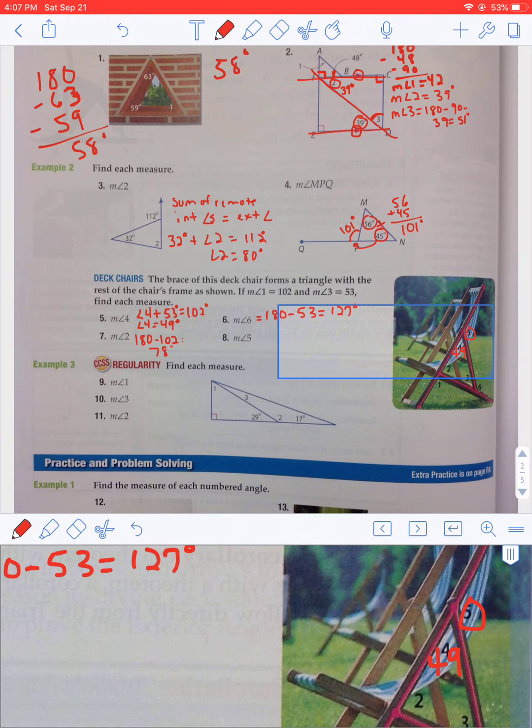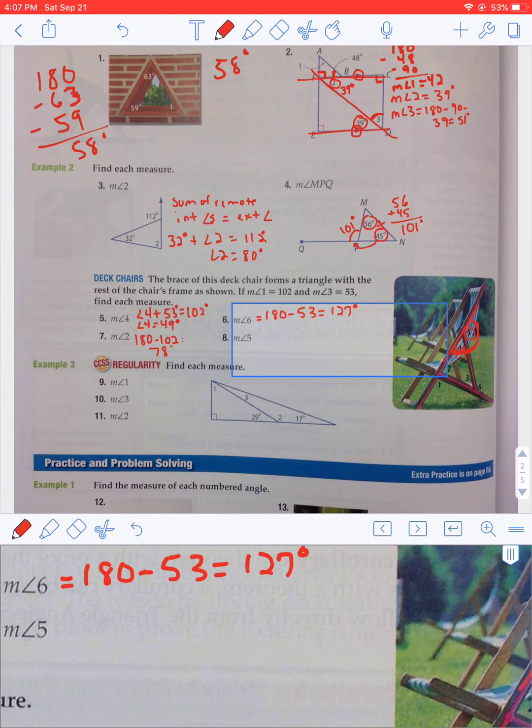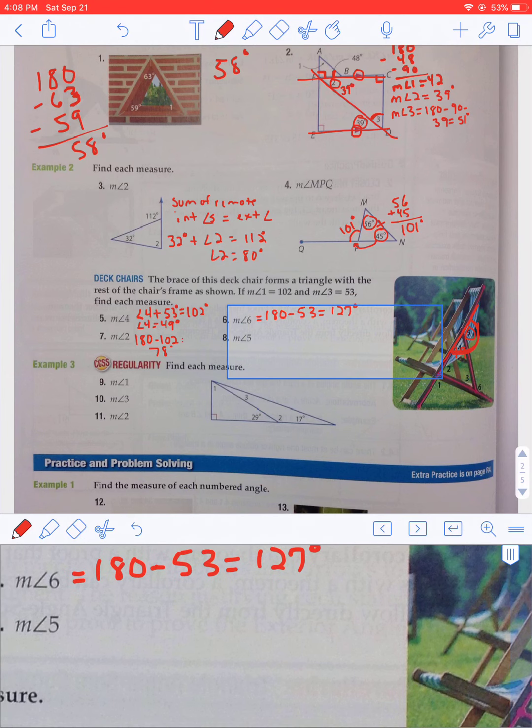So again, if you'll notice, these are a linear pair. They're along this line right here, and we all know, just like our protractor goes 180 degrees, our lines are 180 degrees. So since we know angle 4 already is 49 because we did number 5, we're just going to utilize that information. So there's more than one way to do it, so that's not the only way.